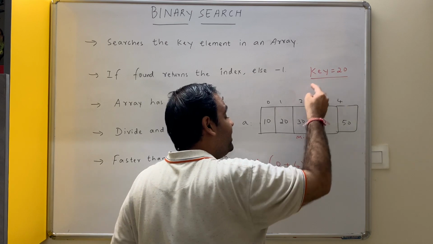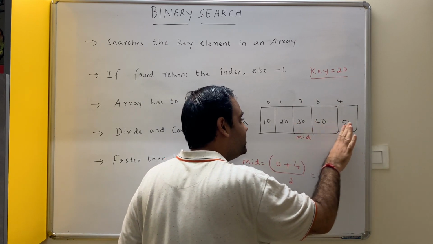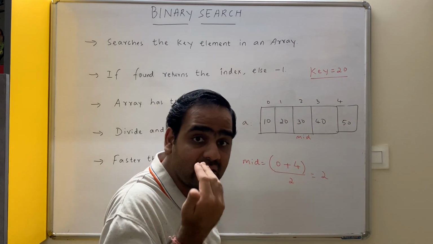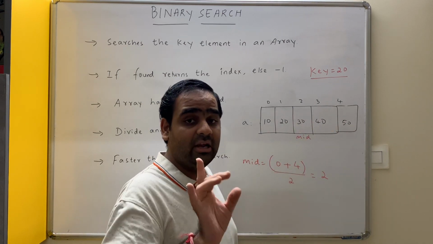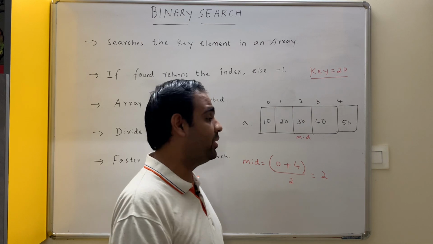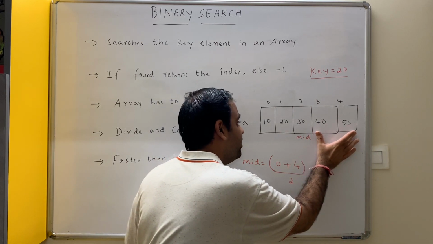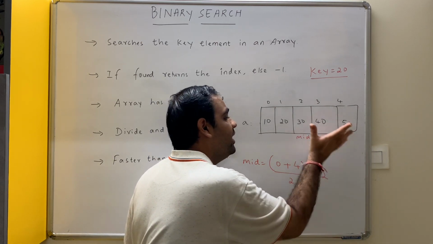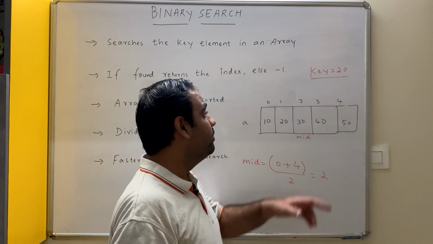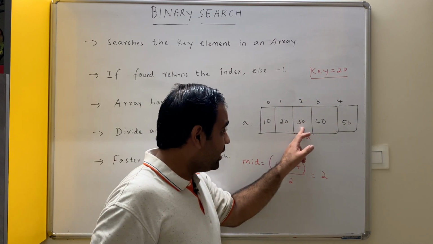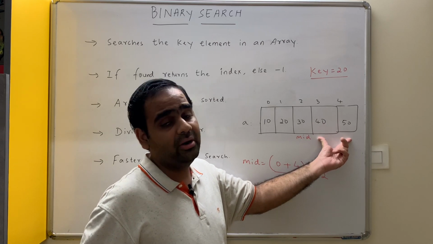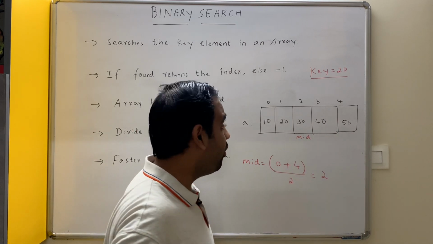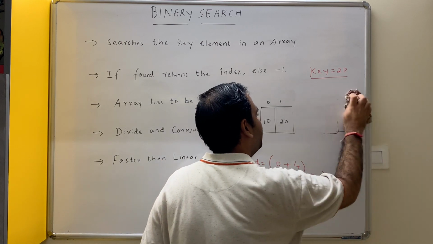Now, since 20 is less than 30, on the RHS of 30 you will find all the elements greater than 30. That means if 20 has to be present, it cannot be present on the RHS subarray. Why? It is very obvious, because 20 is less than 30 and on the RHS of 30 you have all the elements greater than 30. Therefore, what we do, we discard this array.